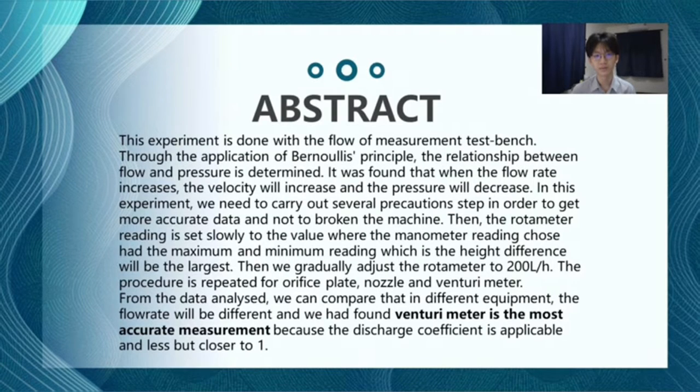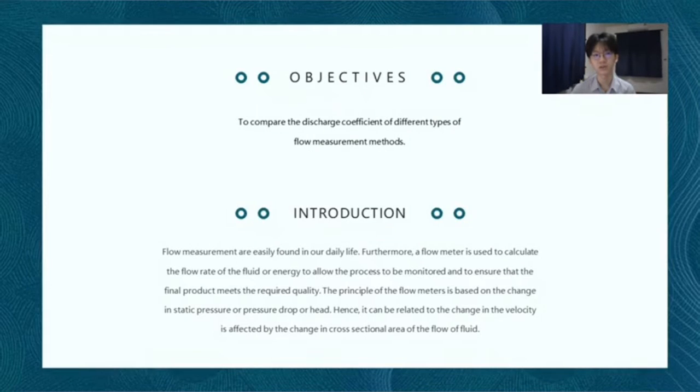venturimeter. From the data analyzed, we can compare that in different equipment, the flow rate will be different, and we found the venturimeter is the most accurate measurement because the discharge coefficient is applicable and less but closer to 1. Our objective for the experiment is to compare the discharge coefficient of different types of flow measurement methods.